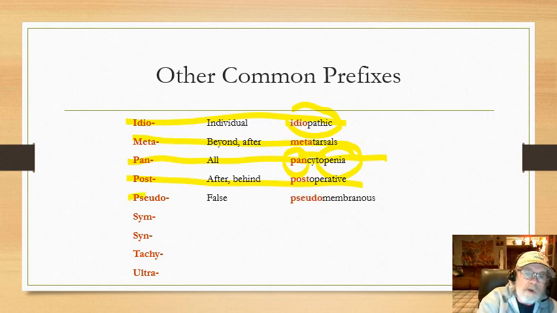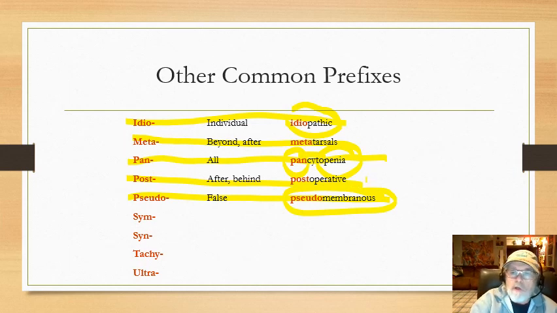Pseudo means false. Pseudomembranous: ous is an adjective suffix, membrane means membrane, and pseudo means false. I don't know if you've ever heard of C. difficile. C. difficile is a bacteria we all have in our gut, in our intestines, but it's usually in a small amount. The other bacteria say, shut up, stay in that little crease, and don't come out, and all the other bacteria sort of control the C. difficile.